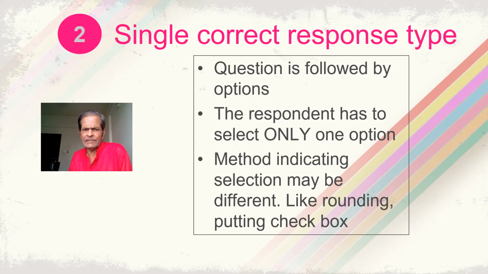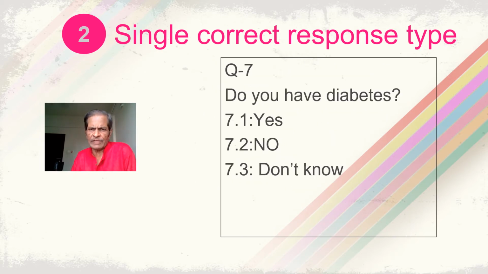The method indicating the selection may be different. For example, the selection may be shown by putting a cross in the checkbox, or making a sign of correct opposite to the question. So that may be different, and these we will discuss later on. But the crux of the thing is that the single correct response type has many options, but the respondent has to select only one of the many options that are given.